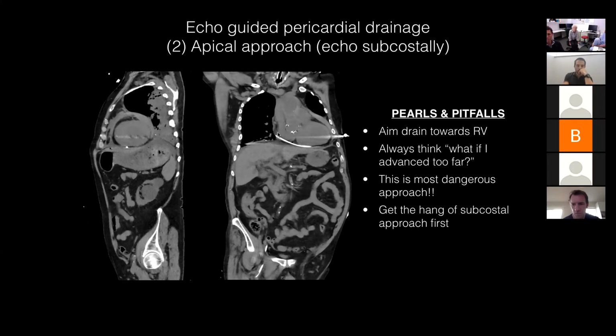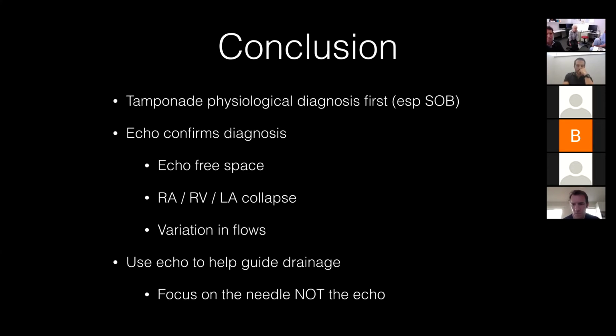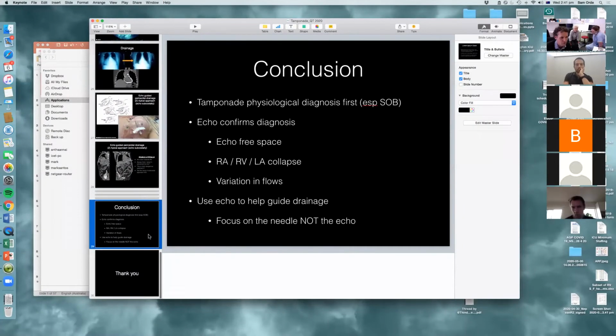Okay, thanks. I might hand over to Louise. So just a quick summary. If you're asked a question about tamponade, it's a physiological diagnosis backed up by echo. We're going to use 2D features of an echo-free space and free wall collapse, RA during late systole, RV during early diastole. We're going to look at variations in flow greater than 25%, so a reduction in inspiration with the LA, and expiration with the RV. And then we're going to use the echo to help guide our drainage. And when you're doing it, I don't do real-time guidance, so I can focus on the needle, not the echo. All right. Any questions before we hand over to Louise?